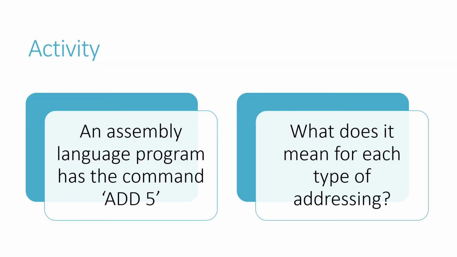So here's a written activity for you. An assembly language program, not LMC, but some other assembly language program, has the command add 5. What are the different meanings that could have for each type of addressing? So once again, to test your ability, pause this presentation, write down the different answers, write down the type of addressing and the meaning of the command. And then I'll continue in a couple of moments. So pause the presentation.